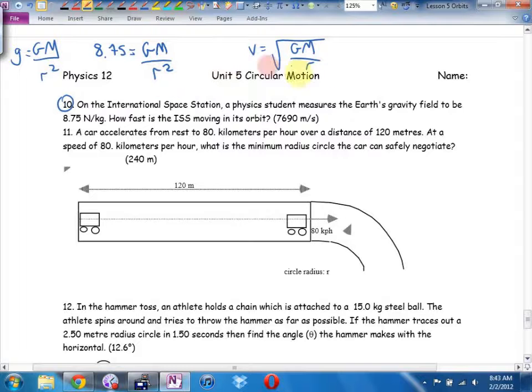G is 6.67 times 10 to negative 11. Mass of the Earth, both of these. And you should be able to, it's a two-step question. Okay? Is that all right? And the units are all good this time. Now I'm going to be paranoid and check. Any others?